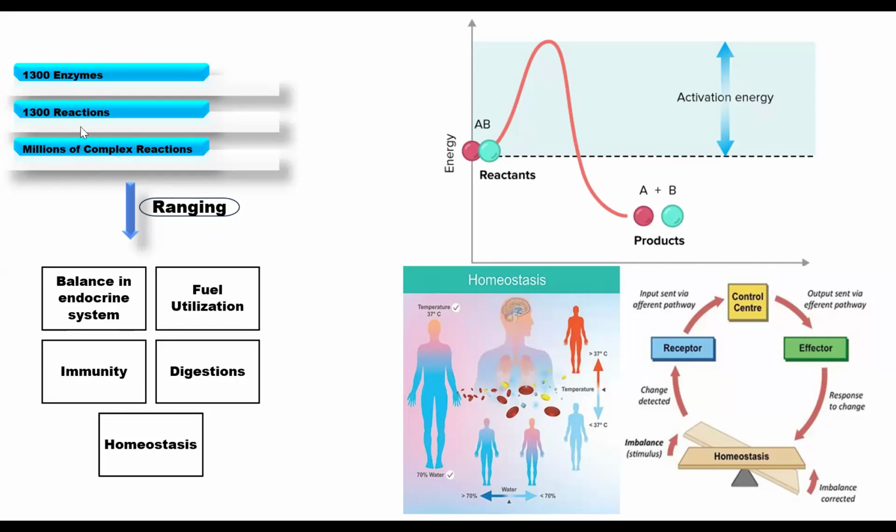And there are millions of complex reactions taking place each minute in our body. Remember, in all the systems that we have, the digestive system, the endocrine system, the nervous system, the skeletal system, the circulatory system, and many of them.